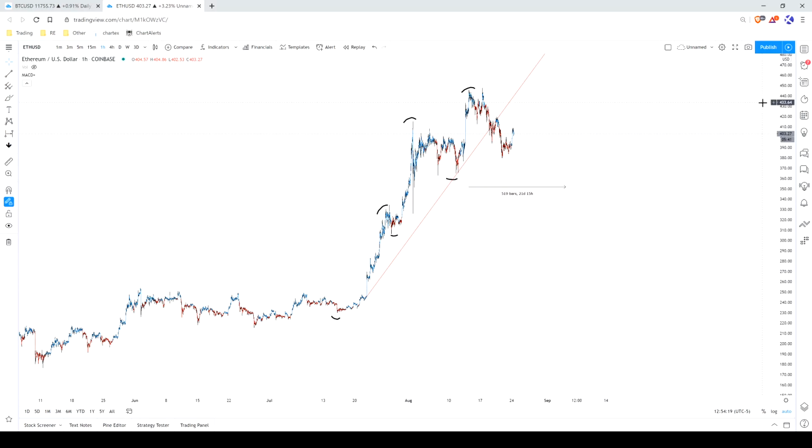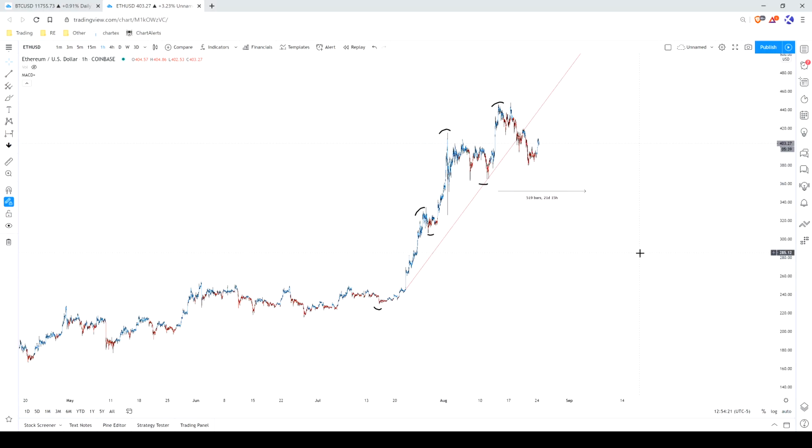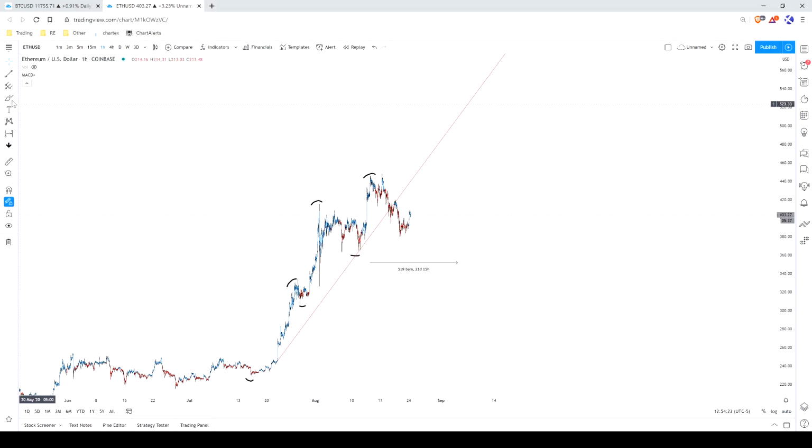I think it's very possible that we get 2 weeks of Bitcoin expansion while majors such as Ethereum, Litecoin, and others make a corrective move.